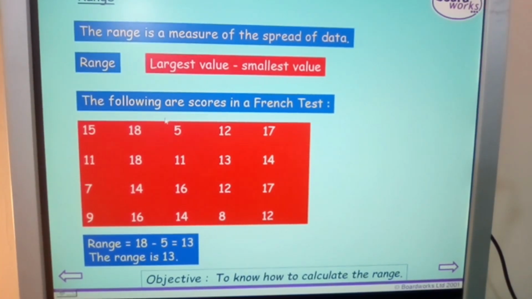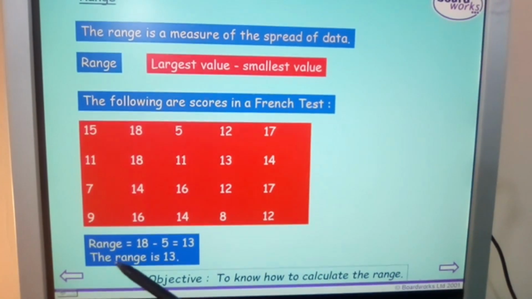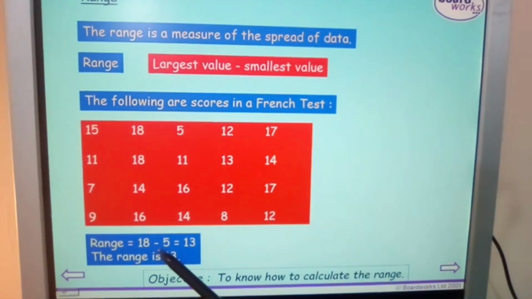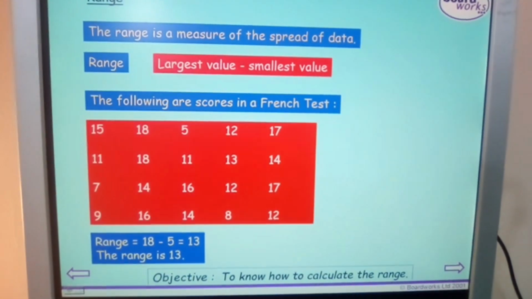So you can see here that they've taken 18 being the largest figure in the range, and the smallest is 5. So what we've done here, we've taken 18 minus 5 equals 13, so the range is 13.